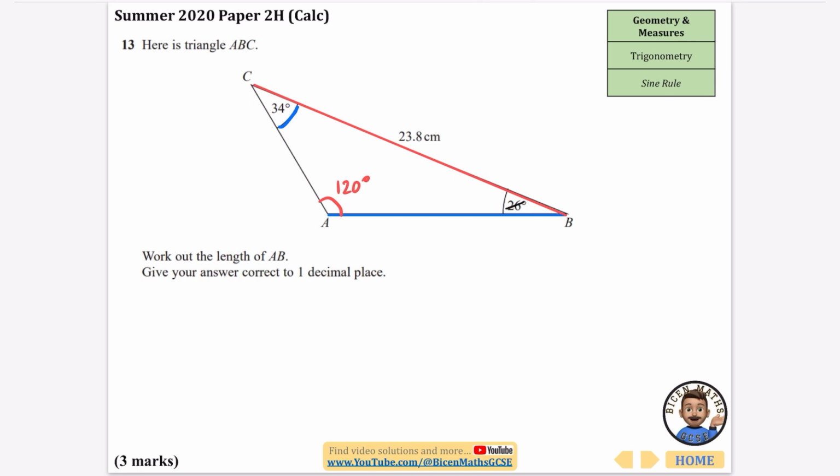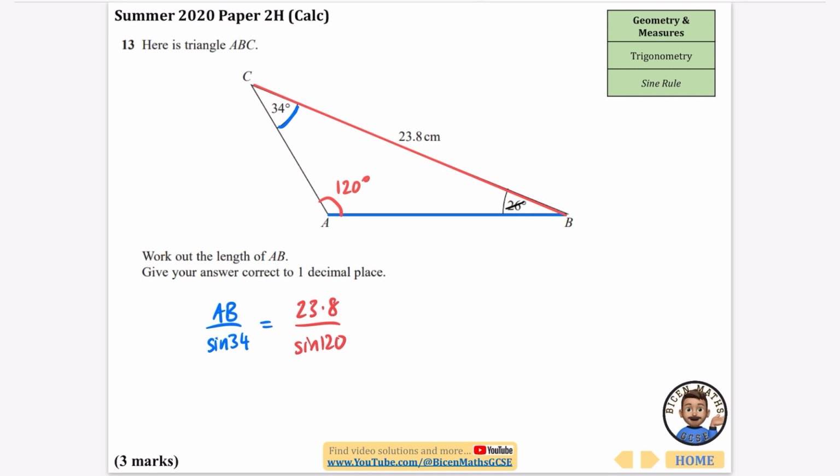So I'll just leave a line through that saying I don't need to use this. So to do the sine rule, I'm going to say that my AB, the length that I'm looking for, divided by the sine of 34, is equal to this other pair, so it's going to be 23.8 divided by the sine of 120. And I'm going to make that in red so that it's the right colour that matches with what's on the diagram.